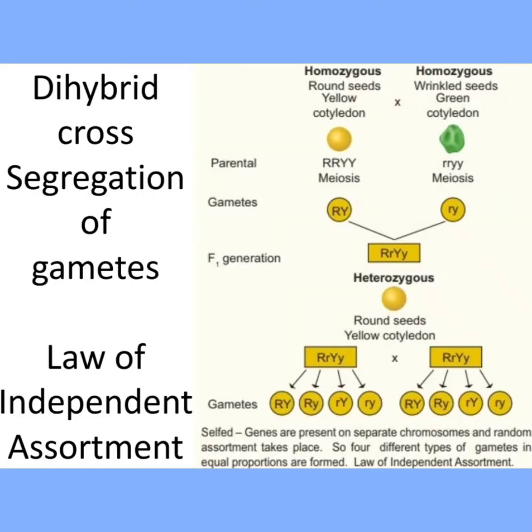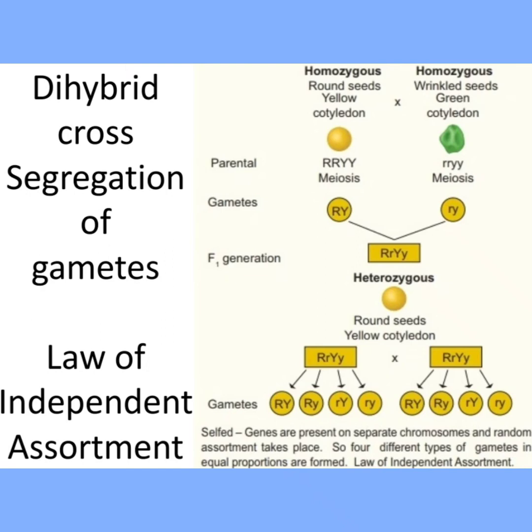Now let us discuss the law of independent assortment in the dihybrid cross, where there is segregation of the gametes. The homozygous characteristic features of round seeds and yellow cotyledon, which are the dominant characters, and the homozygous recessive characters, wrinkled seeds and green cotyledon. The parents have the genotype capital R, capital Y, whereas the homozygous recessive parent has small r, small y.